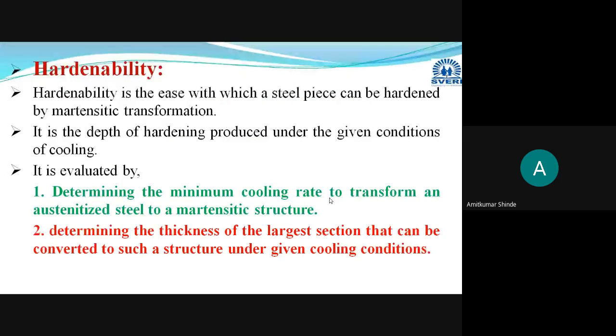Okay, now we will start this session. What is the meaning of hardenability? Hardenability means the ease with which a steel piece can be hardened. In simple words, if a particular steel component is given, how do you obtain the desired depth of hardening, or how will that material provide you the desired depth of hardening? That can be termed as its hardenability. It means the capacity or capability of producing the desired depth of hardening of that particular steel component or steel piece.